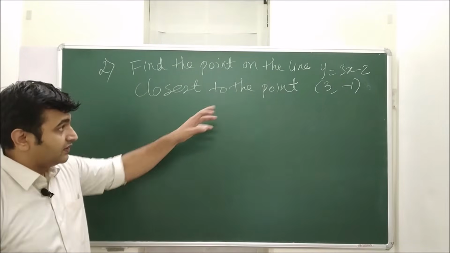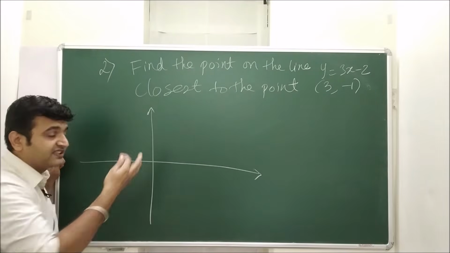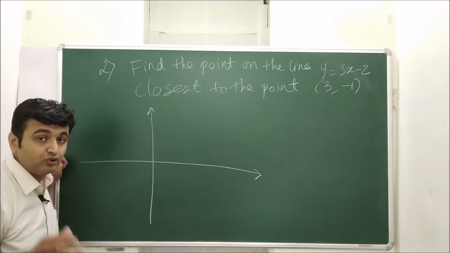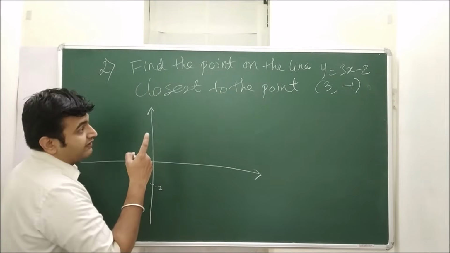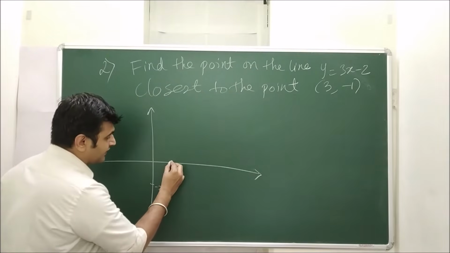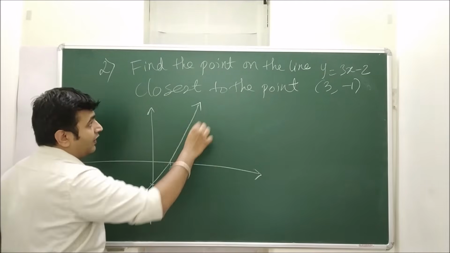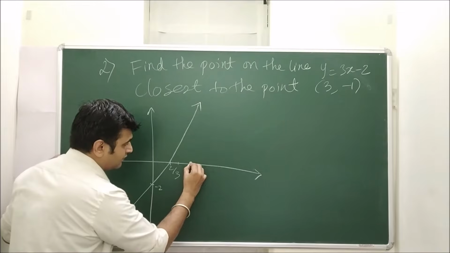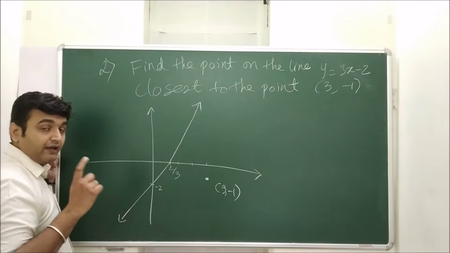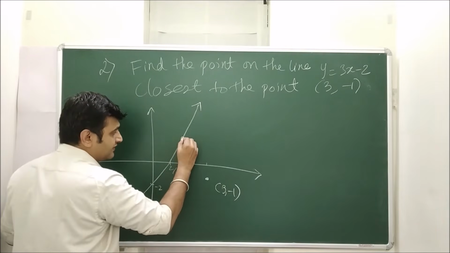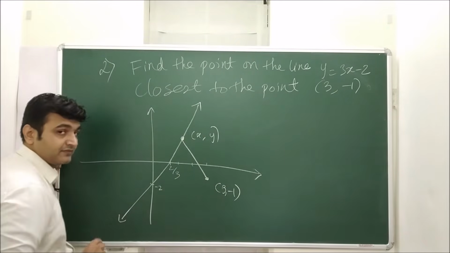So in this problem, there is a line given to you. What is the line? Line is y equal to 3x minus 2. So let's try to draw the line. To draw a unique line, you should know at least 2 points. So suppose when my x is 0, my y is minus 2, and when my y is 0, my x is 2 by 3. Okay, so this is the line over here. And what is the point? This is 3 and minus 1. I have to find the point on this line, some point (x, y), such that the distance is minimum.